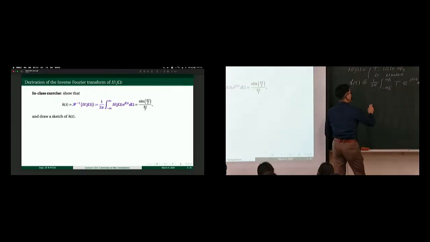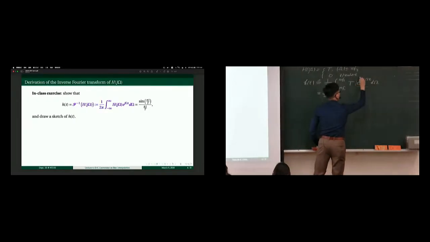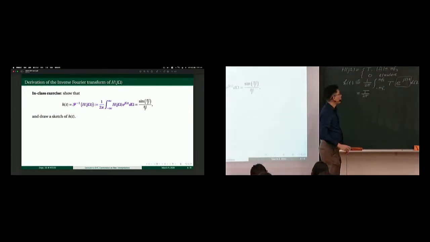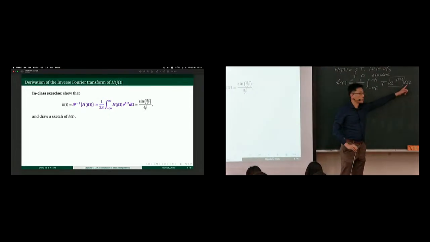And now what's going on right here? So basically we're going to have 1 over 2 pi, and big T right here. I'll move the T to the outside, and here we are just going to find the integral of this function, integral with respect to omega.